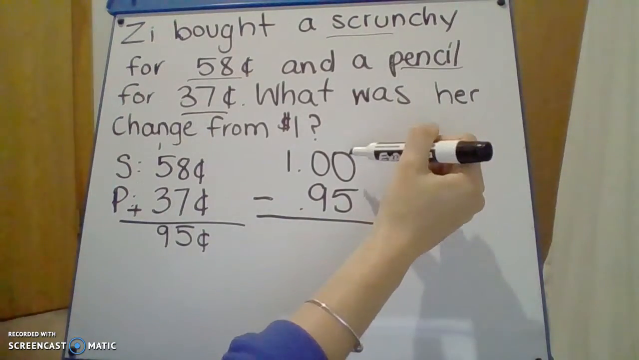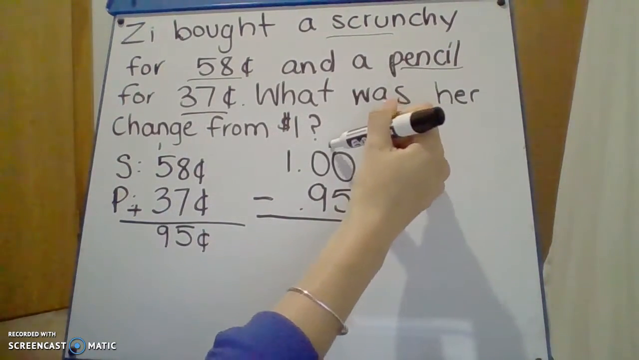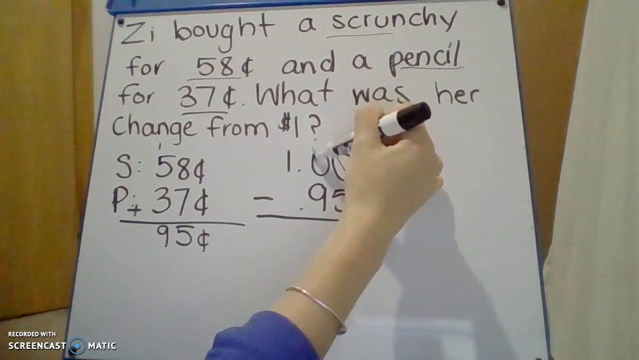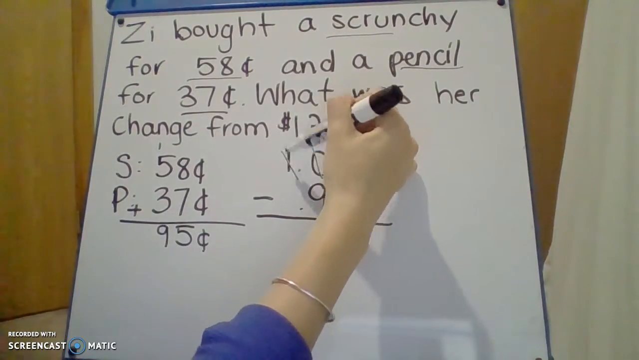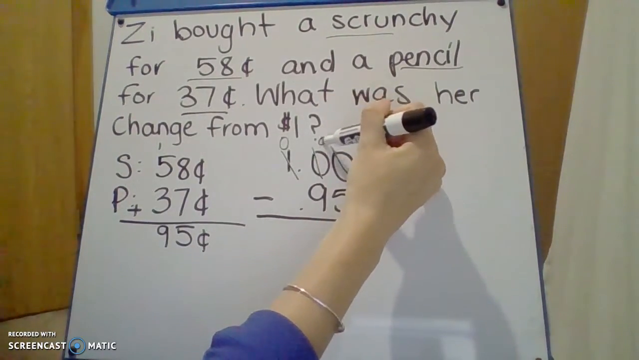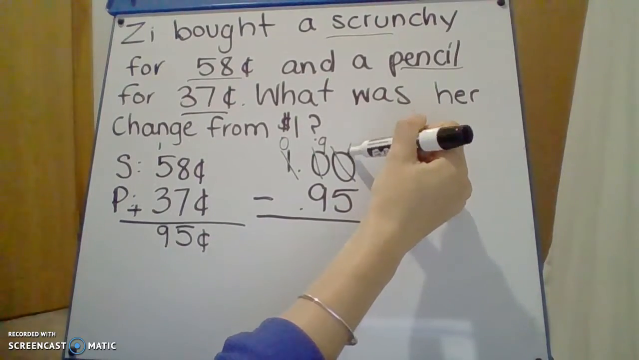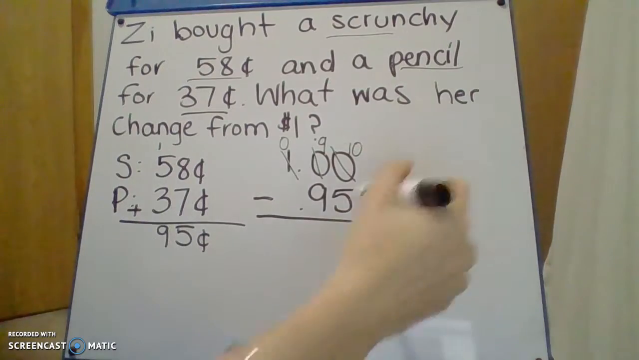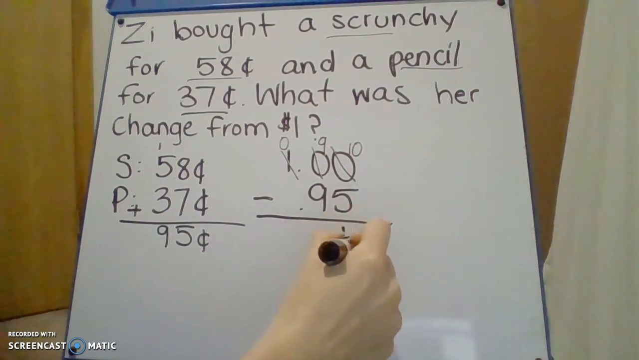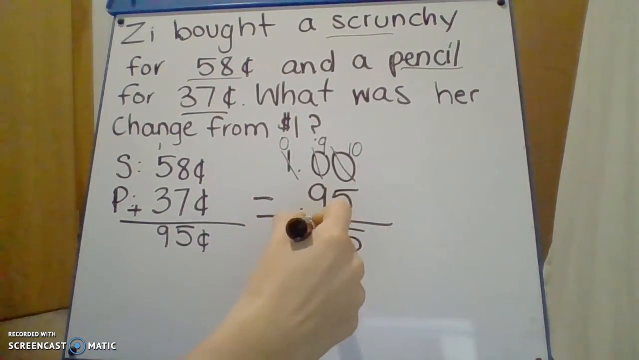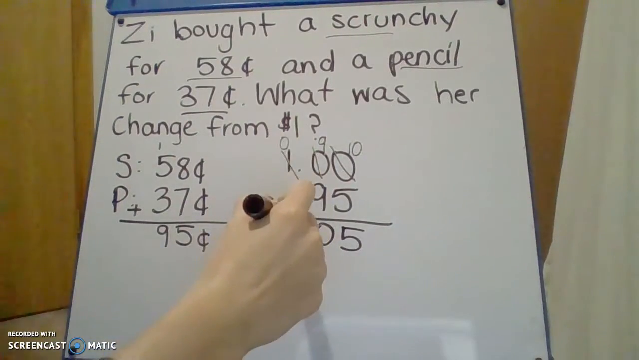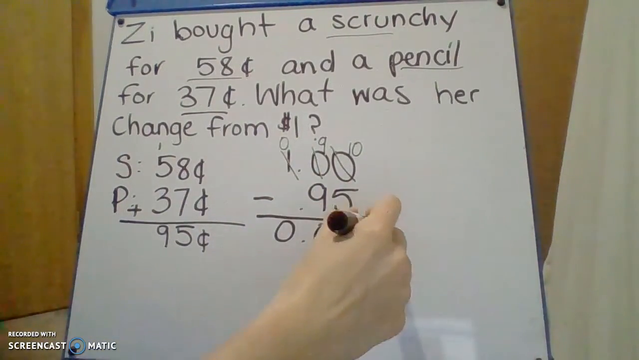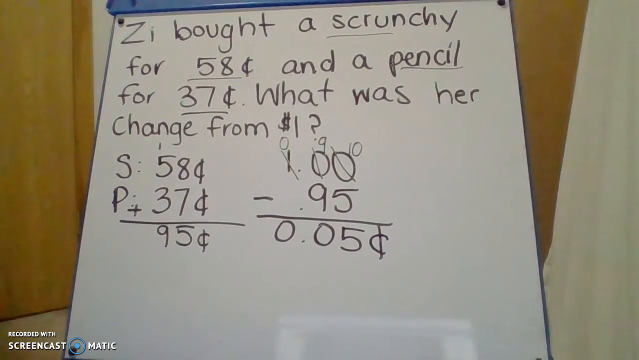Okay, so you would borrow, because you can't take 5 from 0. Go to your neighbor. There's no one home. Your next neighbor. There you go. 0 turns into a 9. Unbundle 1. So you can subtract 5 from 10, which is going to give you 5. That's going to be a 0, and that is a 0. So you have right now 5 cents. That is the difference.